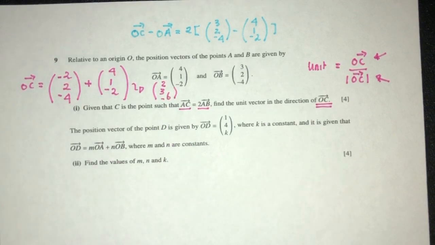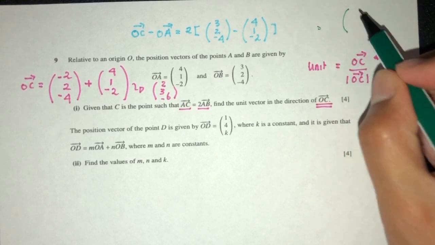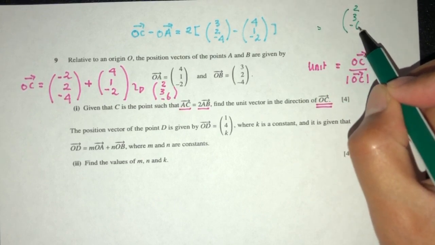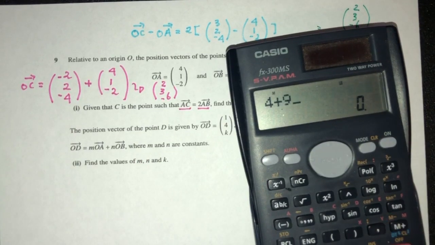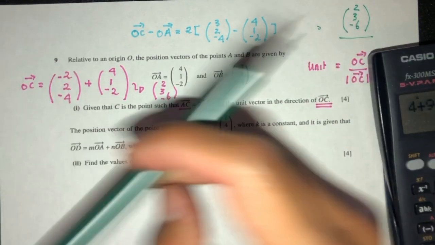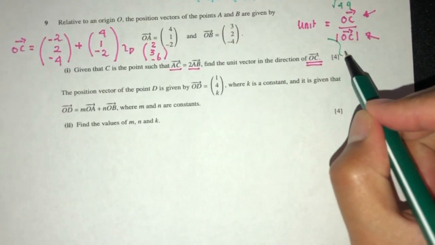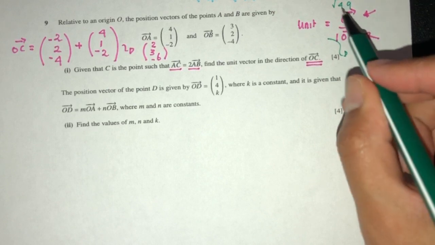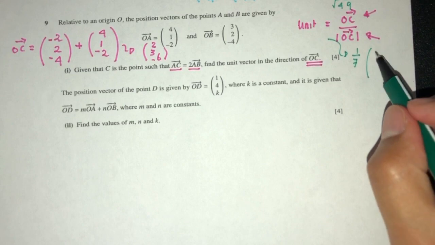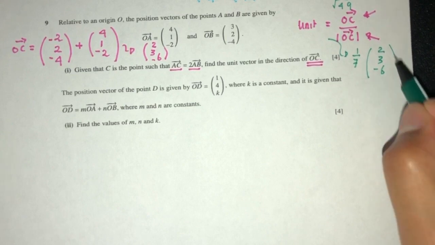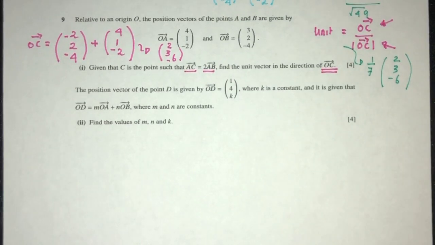So here you go. The first part we know now. The value is (2, 3, -6), divided by its magnitude, that will be the root of 4 plus 9 plus 36. That will be the root of 49. Now we can simplify, obviously. The root of 49 is 7, so that will be 1 over 7 times the rest. That will be (2, 3, -6). That is the unit vector in the direction of OC. That is part 1 of the question.